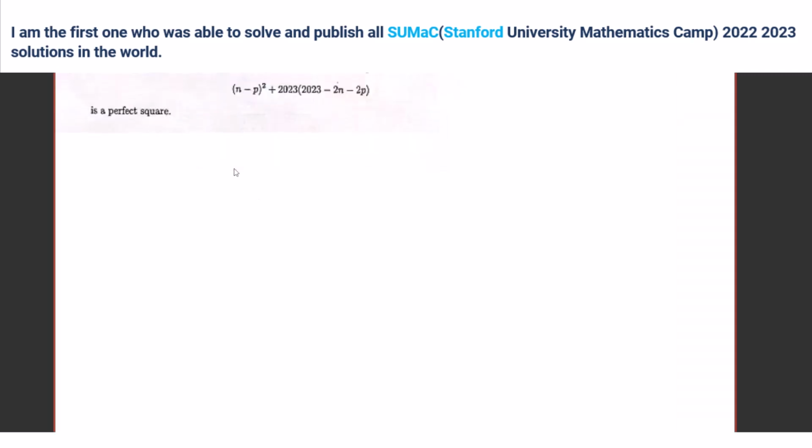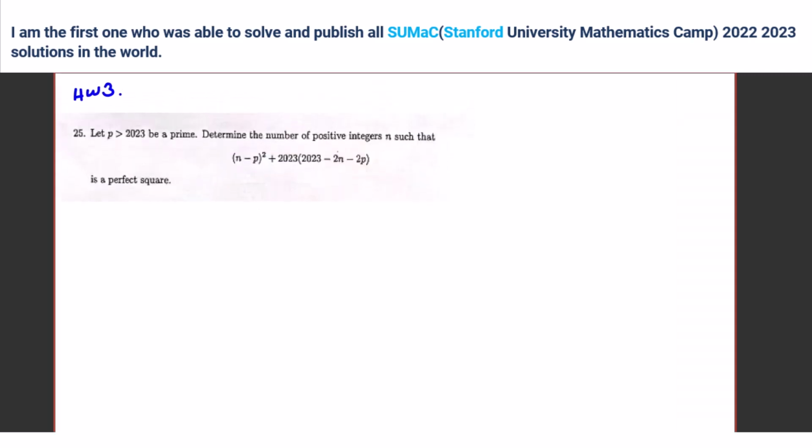Have you tried? I tried doing difference of squares, but it didn't get very far. So if we expand, it is n squared plus p squared plus 2023 squared minus 2n times 2023 minus 2p times 2023, right? We have 1, 2, 3, 4, 5, 6 terms.